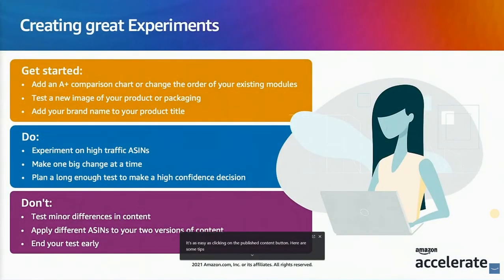Here are some tips for creating great experiments. Get started by adding an A+ comparison chart and testing 2 versions, or change the order of your existing modules. Try testing a new image of your product or packaging. Test adding a brand name to your product title. Remember to experiment on your highest traffic ASINs and make one big change at a time. Plan to run your experiment long enough to make a high confidence decision. Don't test minor differences in content or end your test too early, as early results can be misleading.